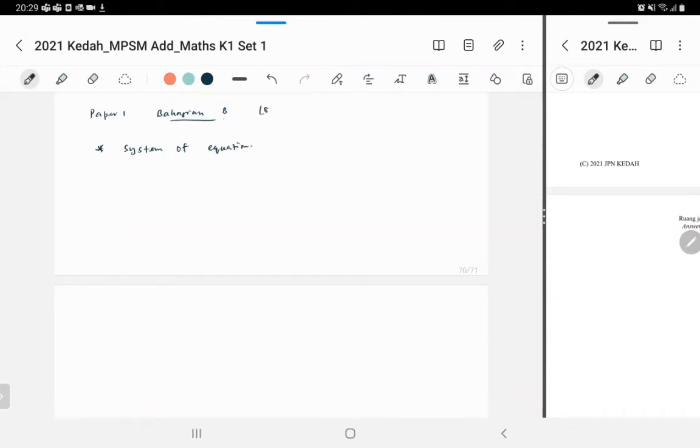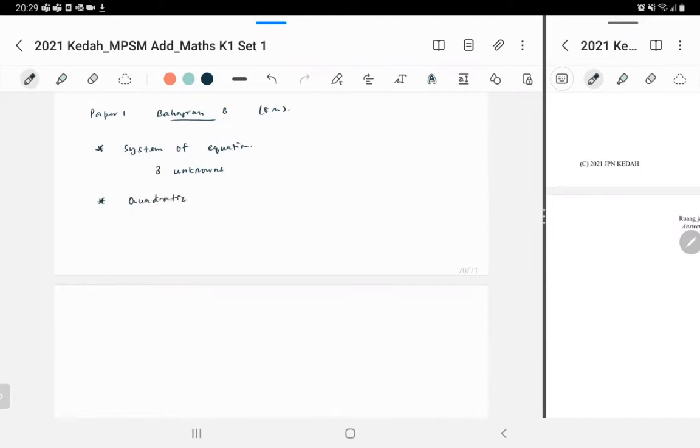8 marks. Okay. So this is like you need to form 3 equations first. You have 3 unknowns. Normally it's 3 unknowns lah. Okay. You will need to form 3 equations and then solve the simultaneous equation. So make sure you know how to do this one. And also another one, quite popular one, is a quadratic equation.